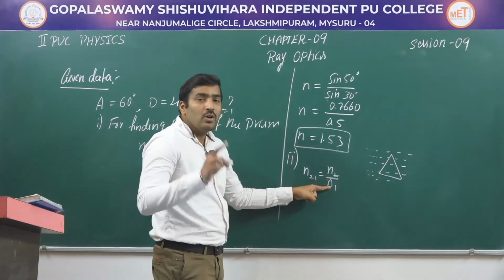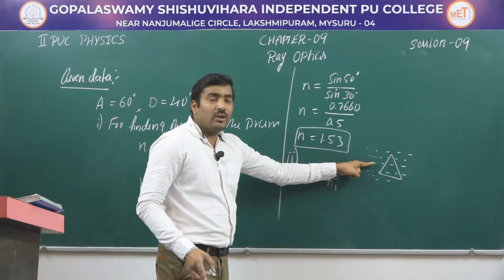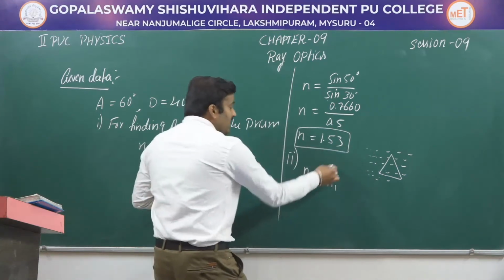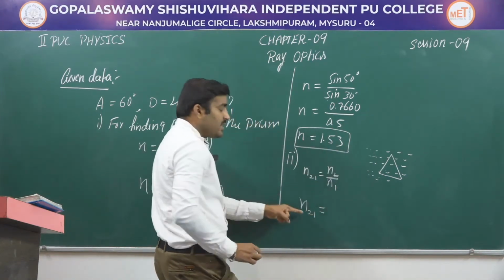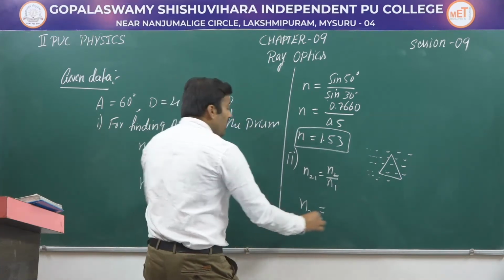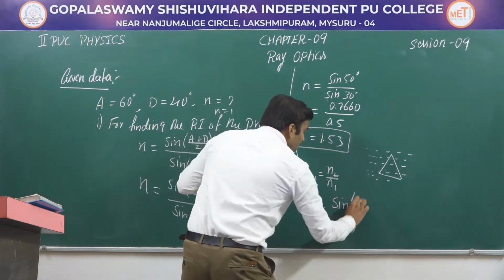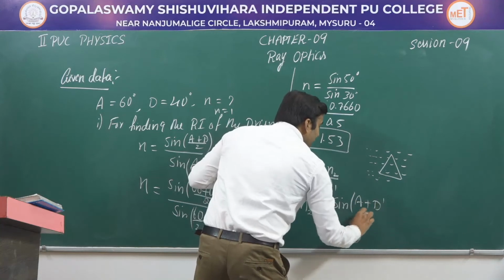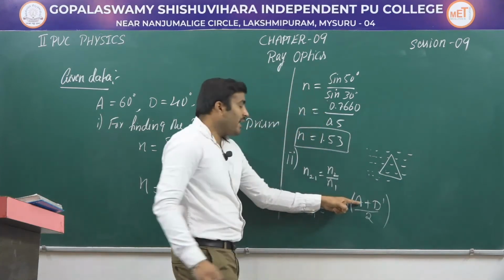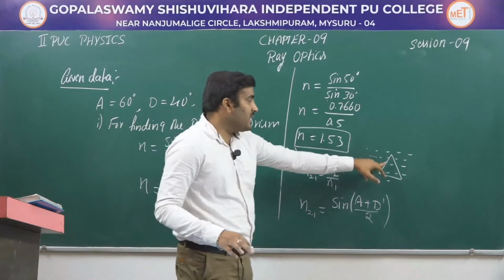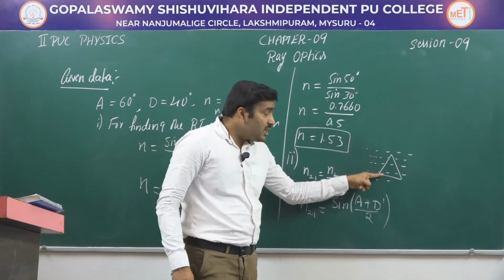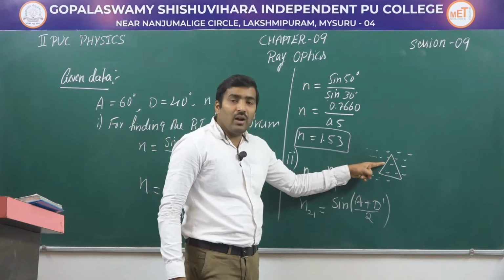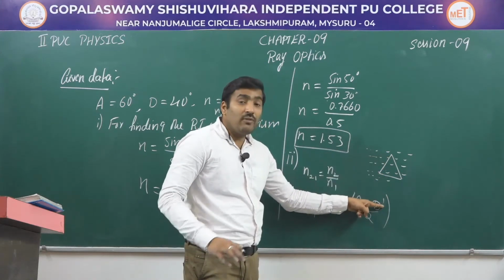So in this case you need to consider N1 is the refractive index of the water. So let us write this. The refractive index of the material of the prism is now written as N21, and we have the same formula, sine of (A plus D dash) by 2. The angle of the prism will not change, it will be 60 degrees always because it is an equilateral prism. And when it is immersed in water, for the same angle of incidence, the deviation will change.